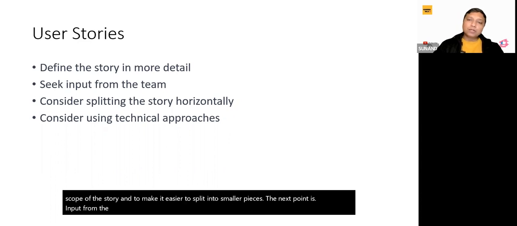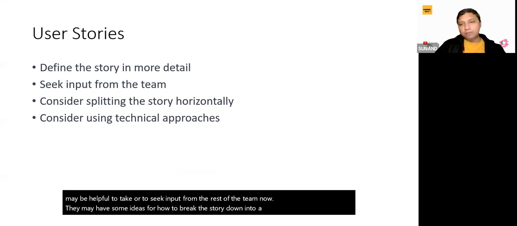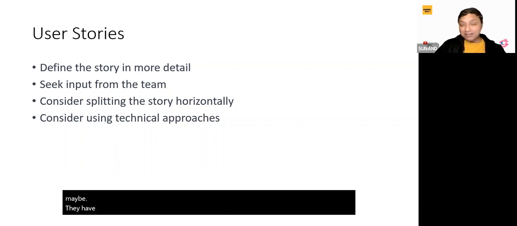The next point is input from the team. If you are having difficulty splitting a user story as a team member, it may be helpful to seek input from the rest of the team. They may have some ideas for how to break the story down into smaller pieces, or maybe they are able to identify dependencies or challenges that you have not considered.